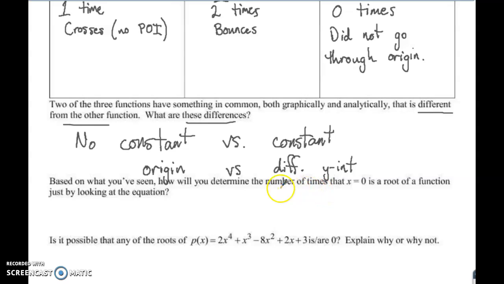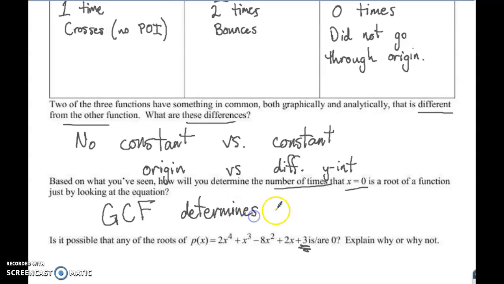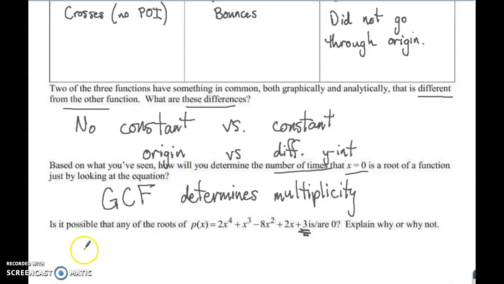So based on this, how will you determine the number of times that x equals 0 just by looking at the equation is by looking at where the constant is. So this one has a constant there, and what the greatest common factor would be. So the greatest common factor determines the multiplicity. So if it has a constant, like this one has, a constant is present, that implies that there are no roots at 0.